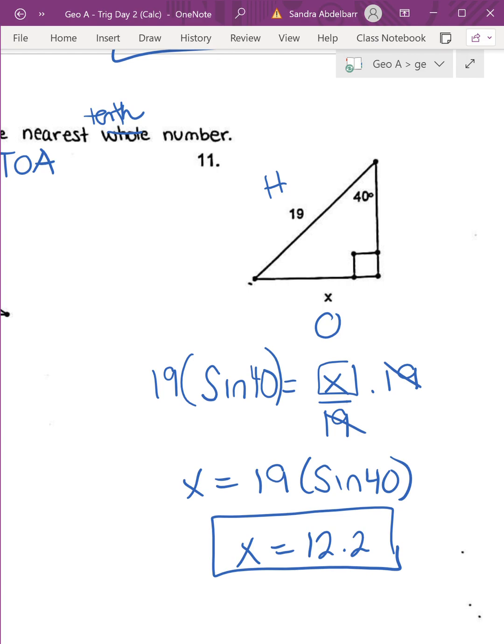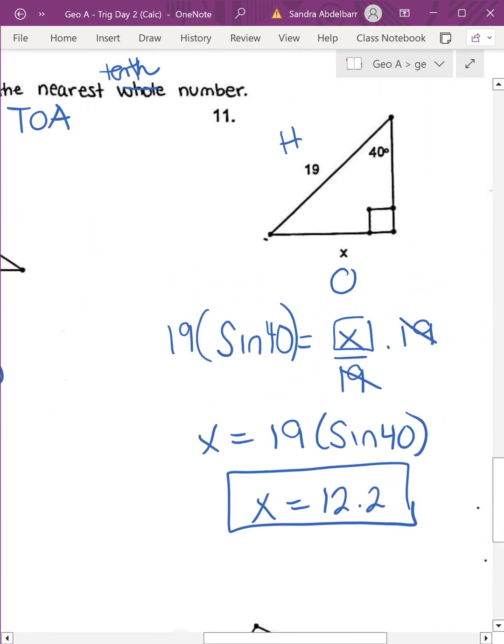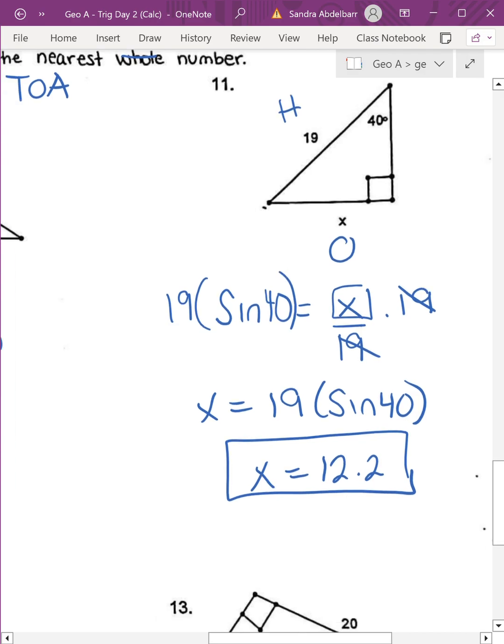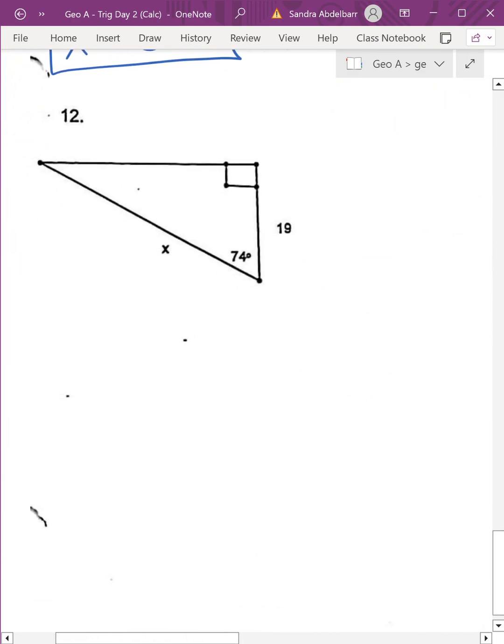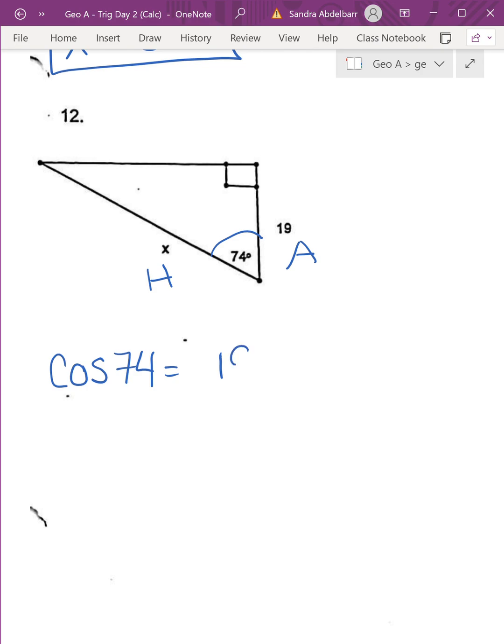All right, the last different type of solving I need to show you. Did everybody get number 11? Could I move on? All right, let's look at number 12. So here, everything's based on the 74. 19 is adjacent to 74. X is the hypotenuse. So which trig function pairs adjacent and hypotenuse? Cosine. Good. So I'm not going to write cosine by itself. What does it have to be? Cosine which angle? Cosine 74. Good. Equals 19 over X.